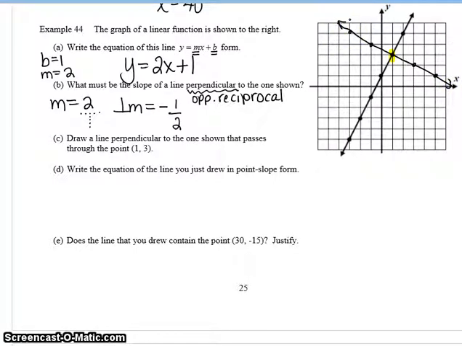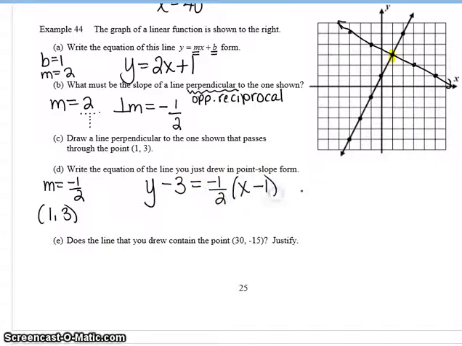Okay? Part D, write the equation of the line that you just drew in point slope form. Okay, now remember, I have a slope that's negative 1/2, and it told me it had to pass through the point 1, 3. So ready? Y, opposite sign on the y, so y minus 3 equals the slope, negative 1/2 times x minus 1. Again, opposite signs when you plug it into point slope form. Part E, does the line that you drew contain the point 30, negative 15? Justify.